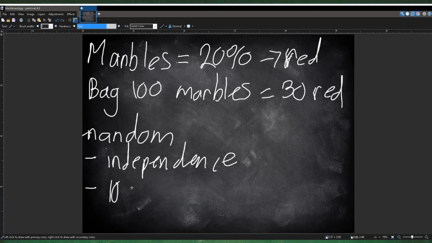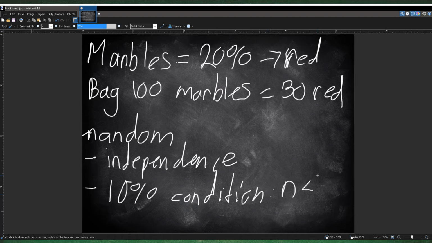And then you have the 10% condition, which states that the bag of 100 marbles is less than 10% of all the marbles ever made by that company, because they're claiming that all their marbles are 20% red. Oh, sorry, I don't know why I deleted that 10% condition. So you write n is less than 10% of the population, because your n is 100.